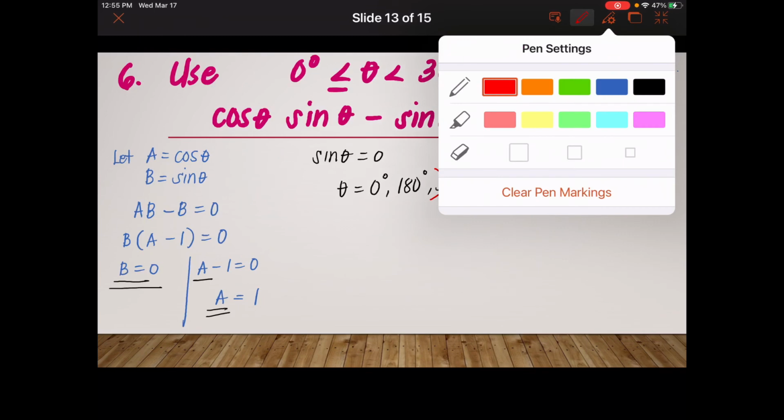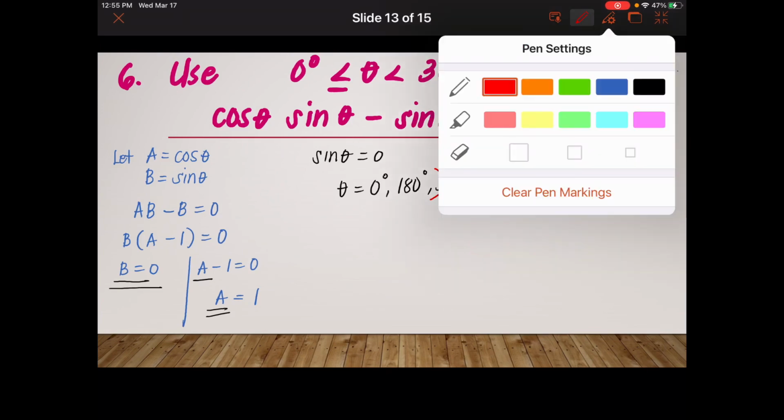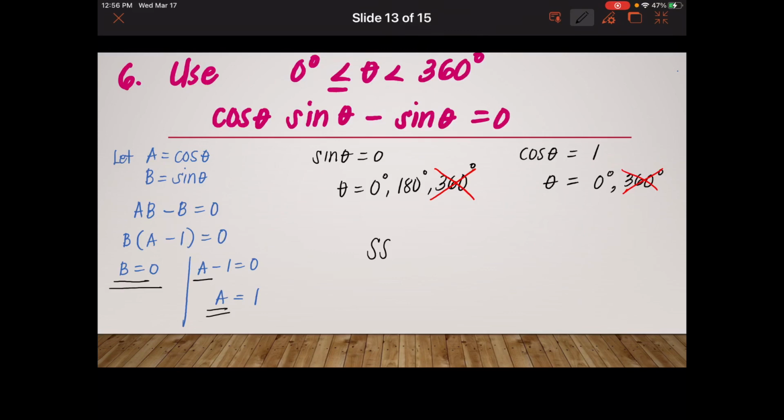Now let's go to the second part. So cosine theta is equal to 1. So in what angle is cosine equal to 1? So that would be in 0 and 360 degrees. But then 360 is not included in the interval. So our final answer will be just 0 and 180 degrees. So this will be our answer. Number 6, again, you may substitute it in the given equation to check.